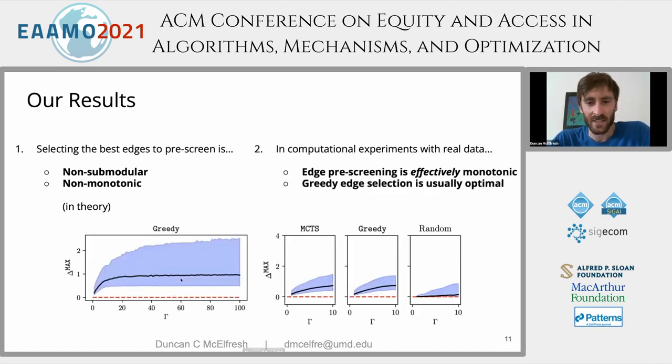However, in practice, we simulate different edge query policies. Again, please see our paper for those policies. We find that essentially this problem is actually effectively monotonic and effectively submodular. So we find that a very simple greedy policy is basically optimal on most practical problems we can simulate. So while in theory this problem is hard, it's convenient for us that on real data this problem turns out to be easy.